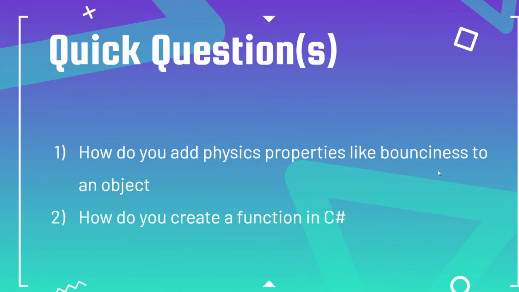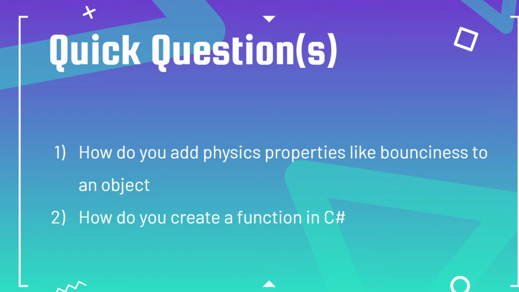Hey guys, this video will be for Unit 2, Lesson 10, and this video is all about just polishing up our Pong game and putting some last minute touches on it. So there's two questions you really need to concern yourself with. One, how do you add physics properties like bounciness to an object? And two, how do you create a function in C#?